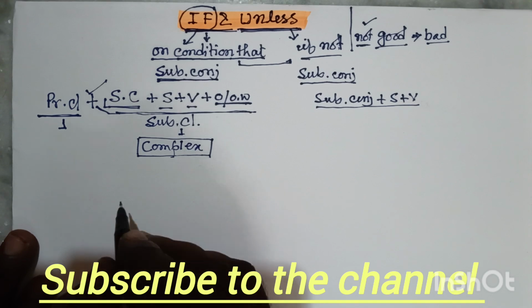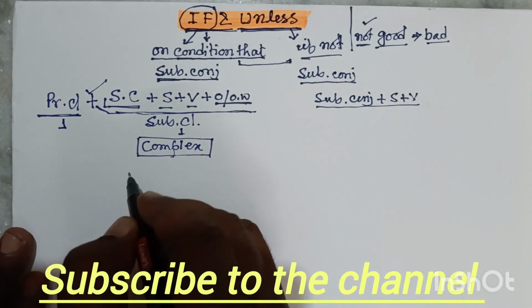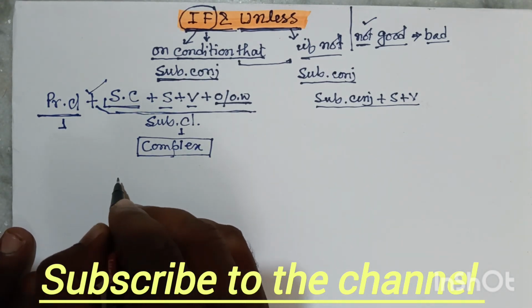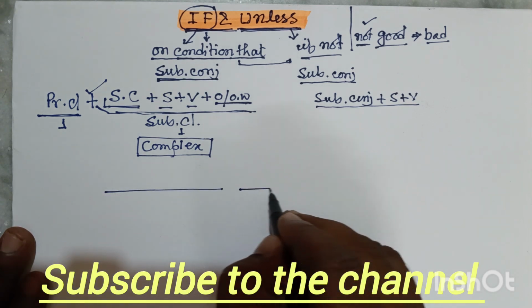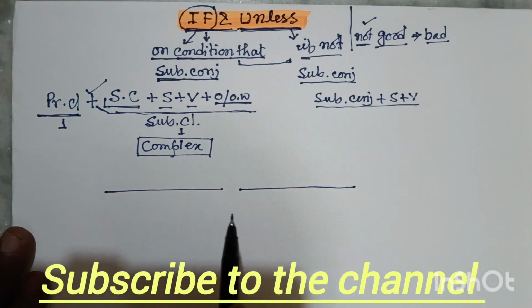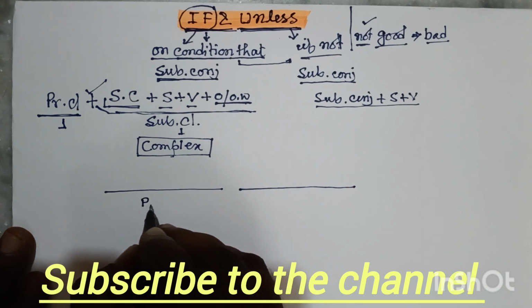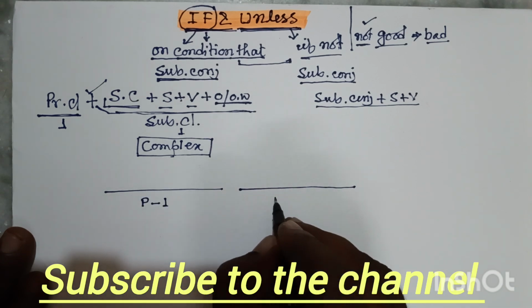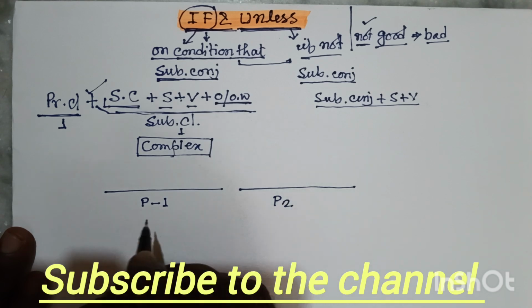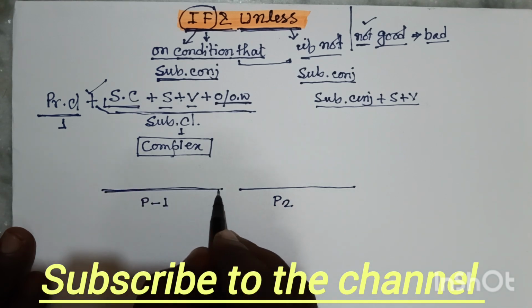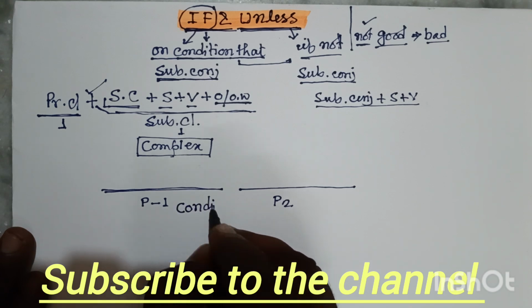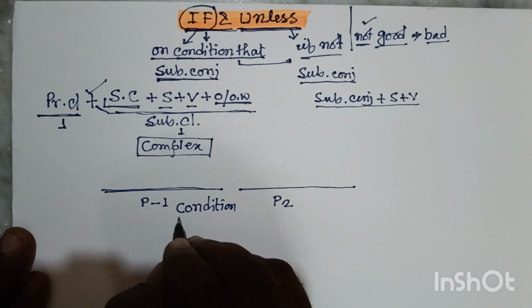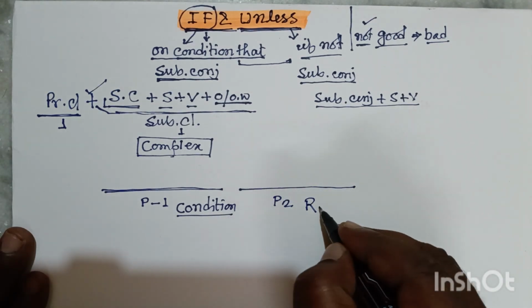So one thing, my dear friends, we came to know that there will be one part here and another part there. That means in these sentences where we are going to use if and unless, there will be two parts, part 1 and part 2. So in this sentence there will be two parts. In one part there will be a condition, and in the second part there will be the result.